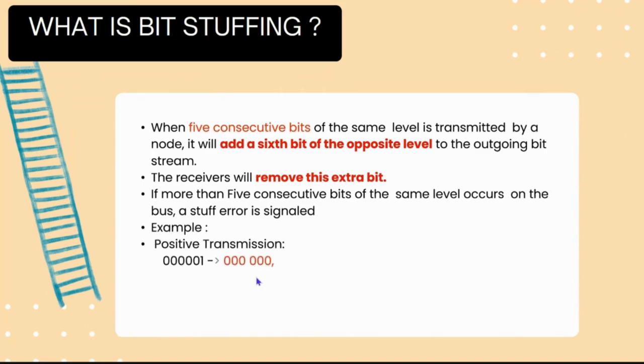For example, in positive transmission, we see there are five zeros followed by a one. If instead of the one we have a sixth zero, it will be a bit stuffing error. It should not happen. Similarly, in negative transmission, if six bits of zeros or ones are the same, it will be a stuff error.